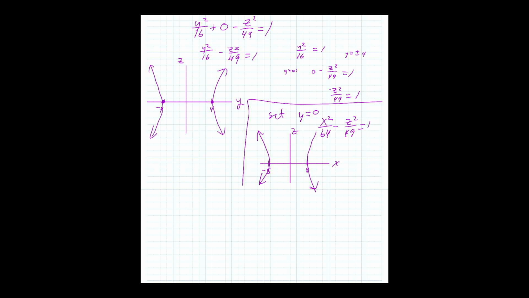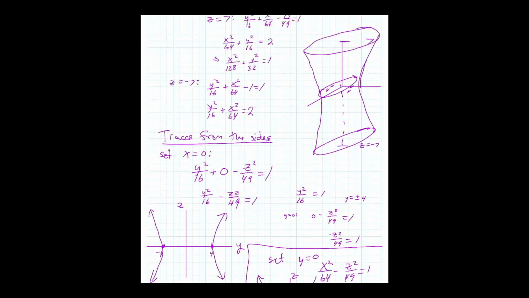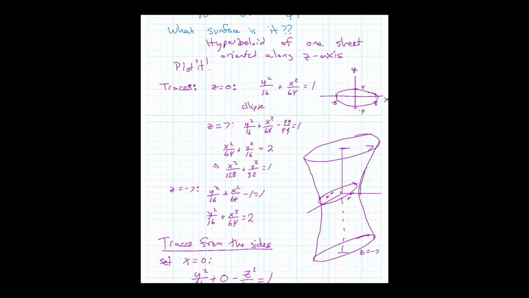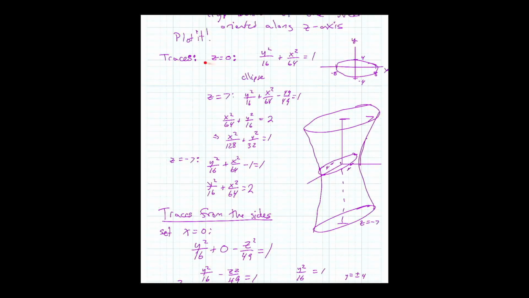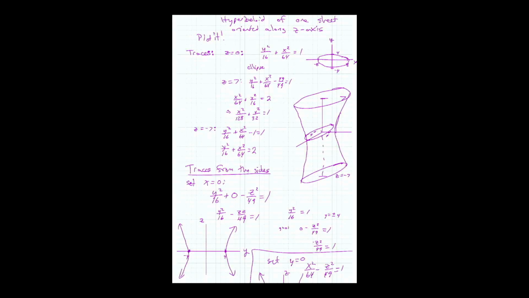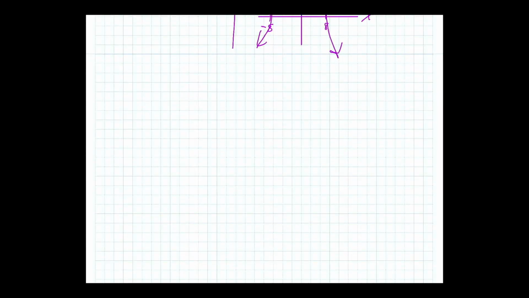So the traces along one, like the y equals 0 traces, are hyperbolas. The x equals 0 trace is a hyperbola, and the z traces are ellipses. So from the side, it's a hyperbola. From the top, it's ellipses. Okay, that's a hyperboloid of one sheet.